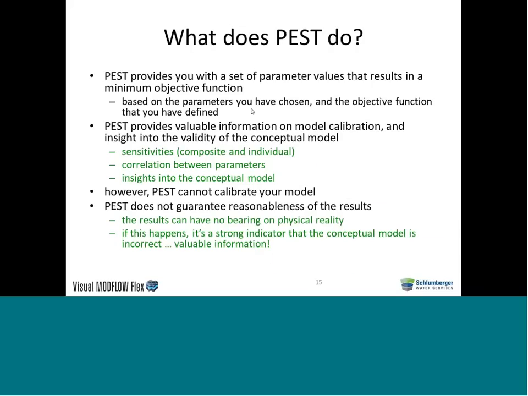So what does PEST do, or what can PEST do for you? It provides you with a set of parameter values that results in a minimum objective function based on the parameters that you've chosen and the objective function criteria that you define. So again, it's very flexible. You specify how small you want that objective function or that residual error to be, and what range of the parameter values you want to fall within, and PEST will do the rest.